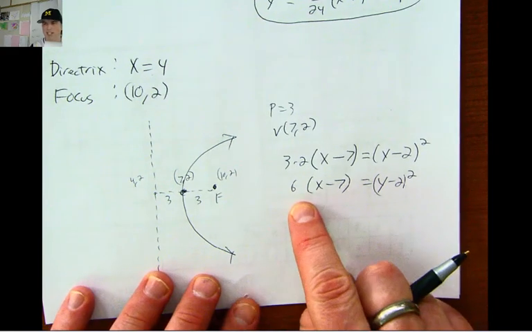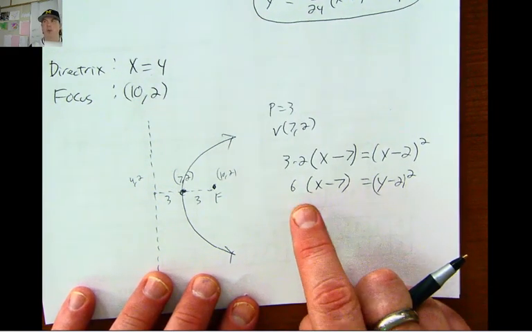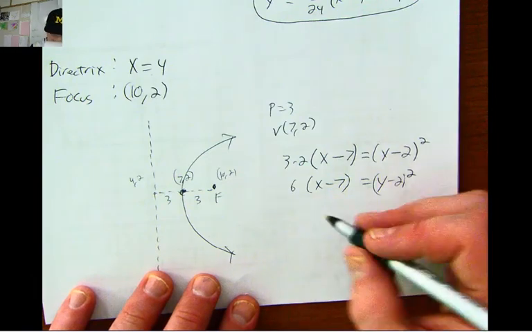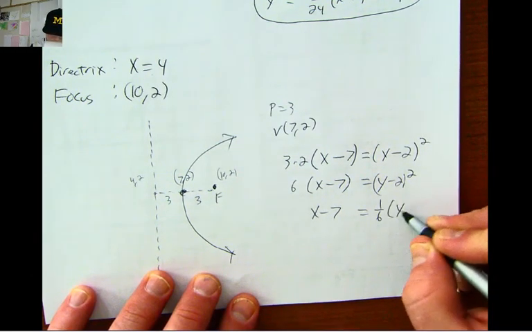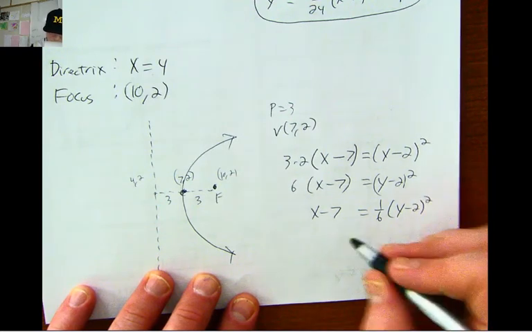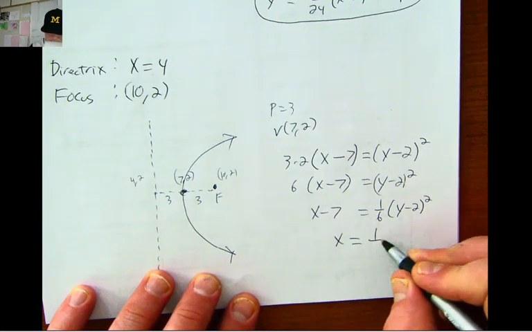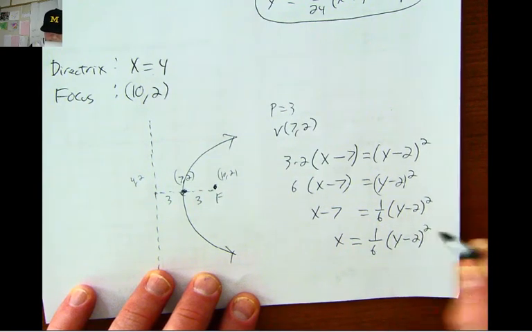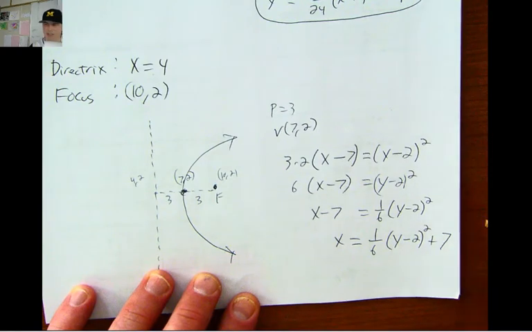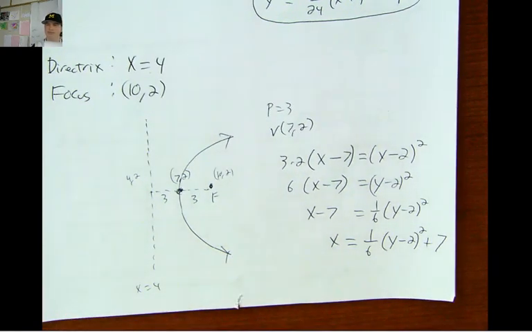Divide both sides by 6. Or as I'm going to think about it in this case, multiply both sides by 1 over 6. So x minus 7 equals 1 over 6 times (y minus 2) quantity squared, which means your final answer is x equals 1 over 6 times (y minus 2) quantity squared plus 7. All right. So that is building an equation when you're given information about the graph.